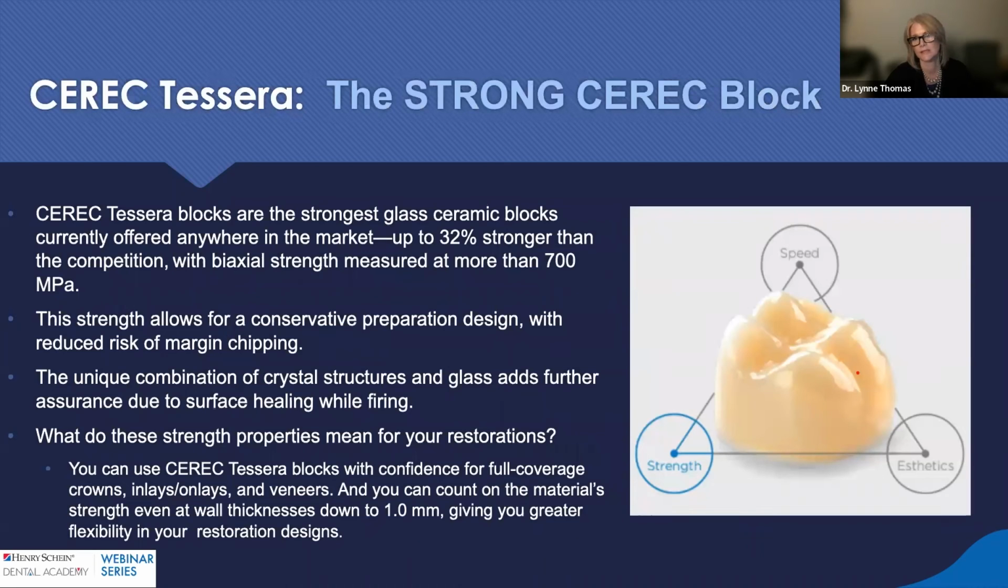So some of the things that I like about it, of course, is its strength. It's one of the strongest glass ceramic blocks that are offered on the market. It's 32% stronger than the other block, with the biaxial strength being more than 700 megapascals. You only need to have 1 millimeter of reduction, so that means more conservative preps. And it's indicated for crowns, onlays, inlays, and veneers.